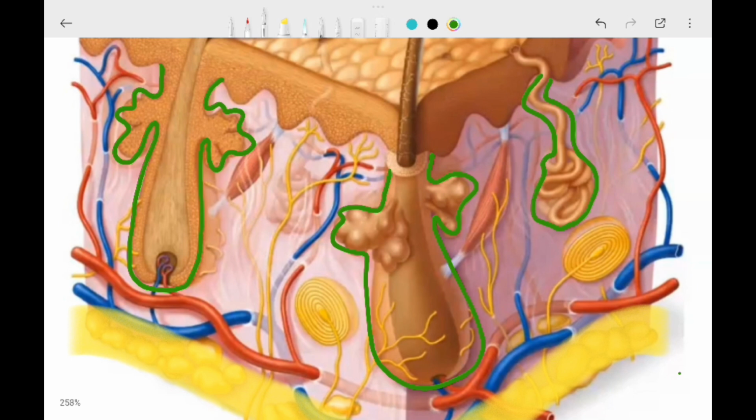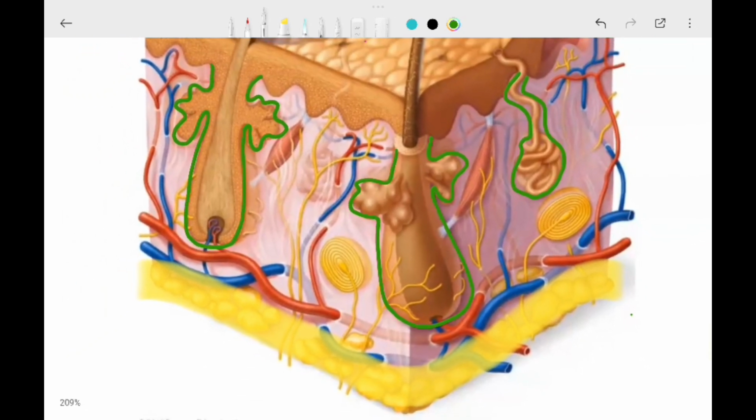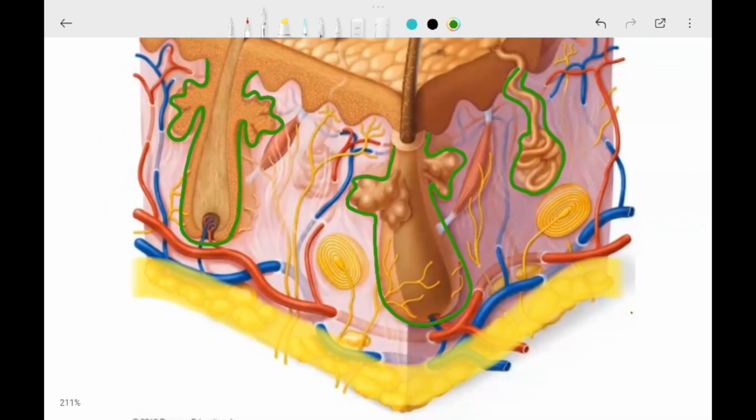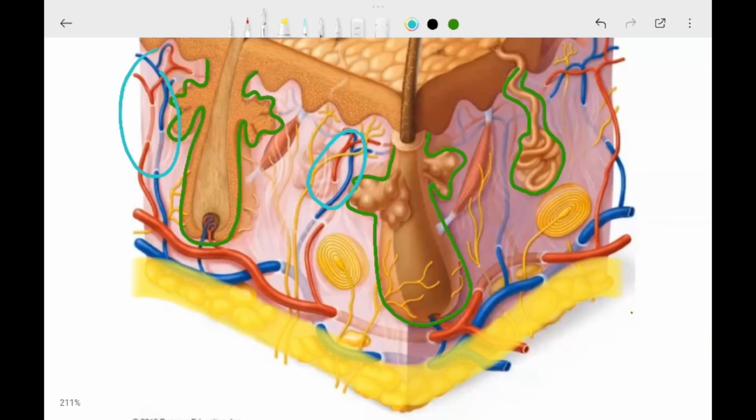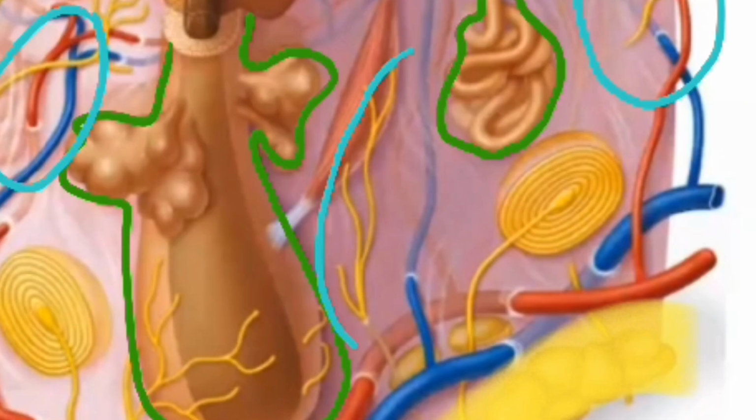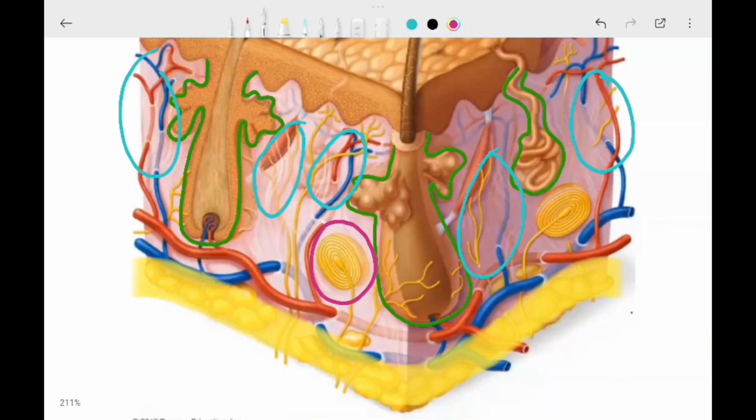So what we have left is that we can see a lot of blood supply, a nerve supply, and we can also see a specialized type of nerve ending. So just like the papillary layer, ang reticular layer, daghan pud siya og blood supply. So this one, kanang blue and red structures, mga blood supply na sila. And then nerve endings, this one, this is a specialized type of nerve ending called the Pacinian corpuscle.